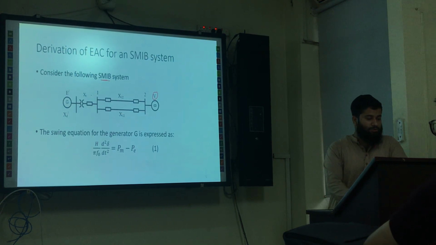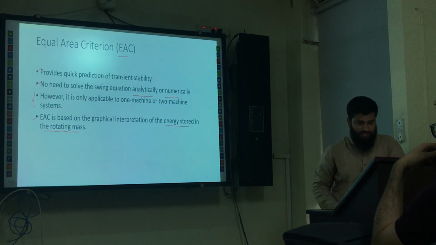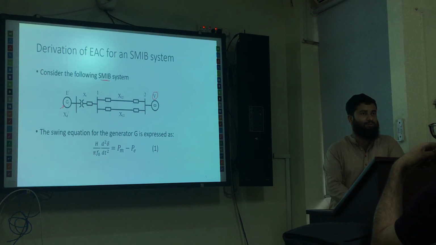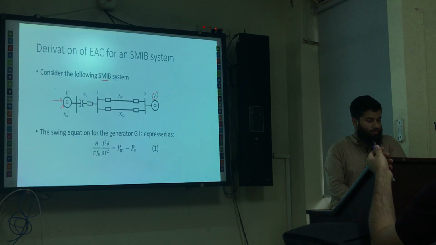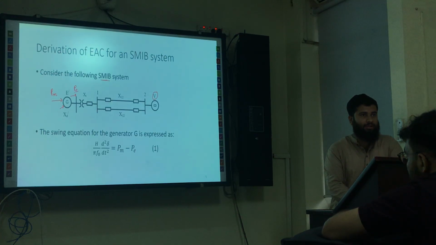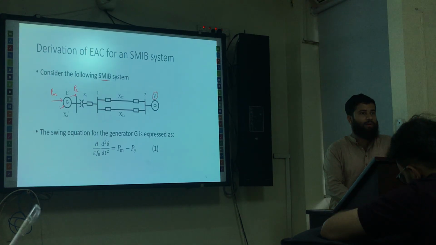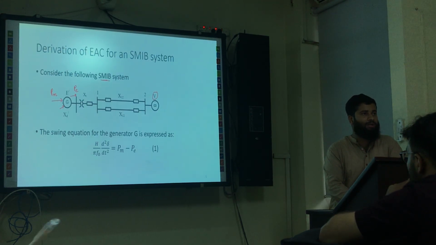Can you say which one is the rotating component in this system? The generator, right? Because the rotor of the generator will rotate. So this is our rotating component. That means the energy stored in the rotating mass means the energy stored inside this generator. Let's say we are giving the mechanical input and we are getting the electrical power. The difference between the two will be stored inside the rotor, and depending on that, the rotor will either accelerate or decelerate.